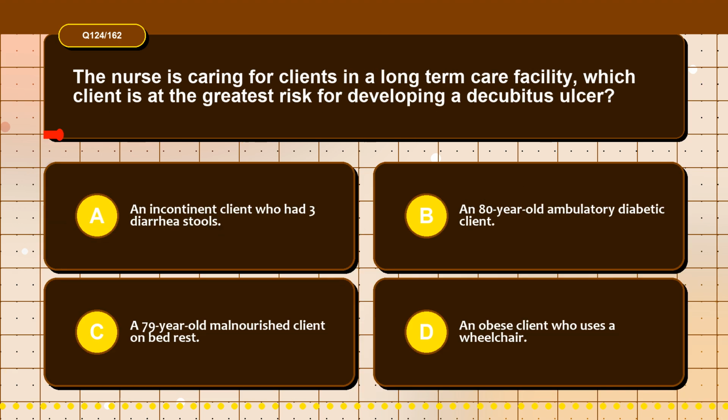Question 124. The nurse is caring for clients in a long-term care facility. Which client is at the greatest risk for developing a decubitus ulcer? Here are the options. Option A. An incontinent client who had 3 diarrhea stools. Option B. An 80-year-old ambulatory diabetic client. Option C. A 79-year-old malnourished client on bed rest. Option D. An obese client who uses a wheelchair.